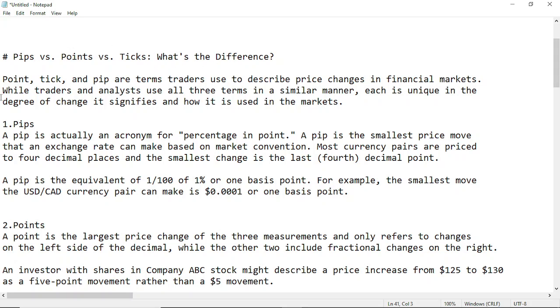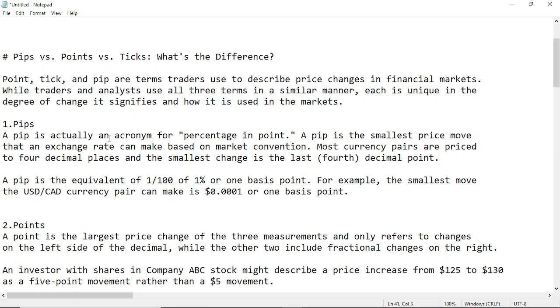What's the difference? Okay, point, tick and pip are terms traders use to describe price changes in financial markets. While traders and analysts use all three terms in a similar manner, each is unique in a degree of change it signifies and how it is used in the markets. We're gonna first have a look at a pip.